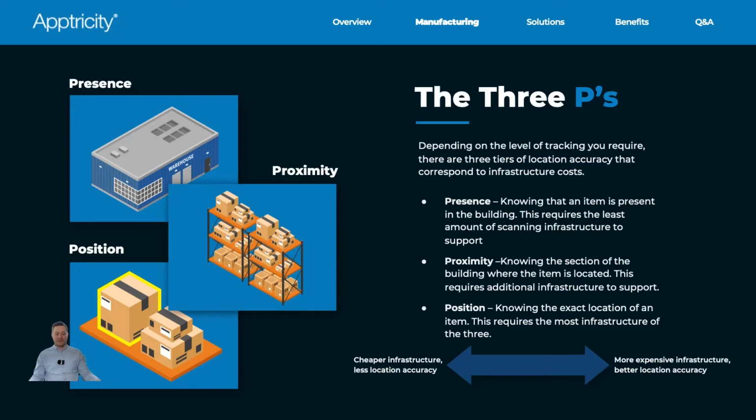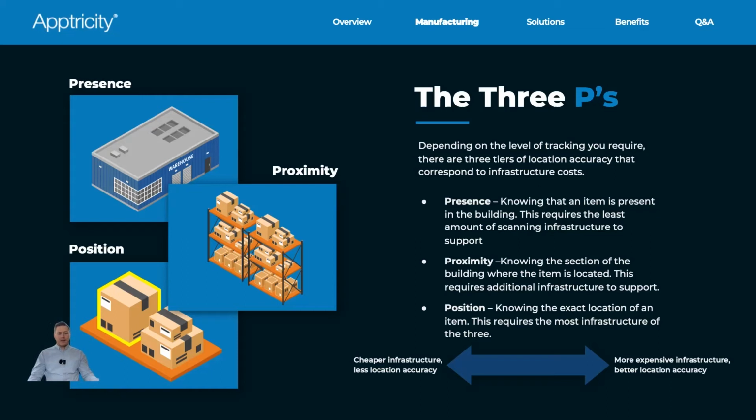So proximity. I have it as knowing really the section of the building where it's at. So now maybe we're cutting the building into halves or quadrants. And this requires a little bit more infrastructure because, again, you're setting up more controllers or you're using more handheld scanners to go out and find specific things.